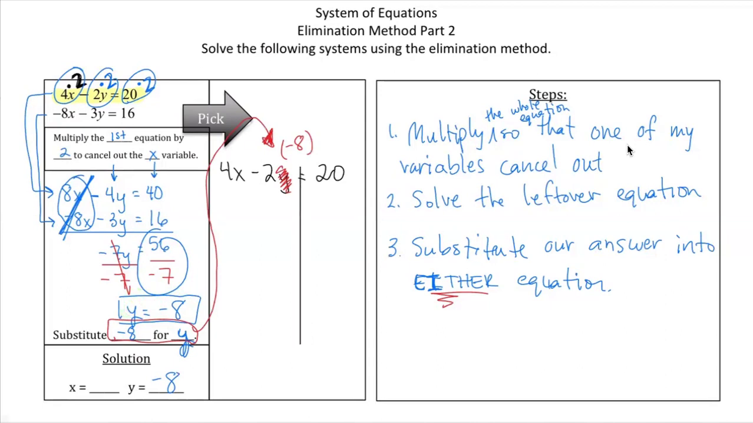Once you plug it in, that takes us to our fourth step, which is just solve the new equation. So now we got a new equation over here on the right-hand side. That's what we're going to solve. Solve the new equation.